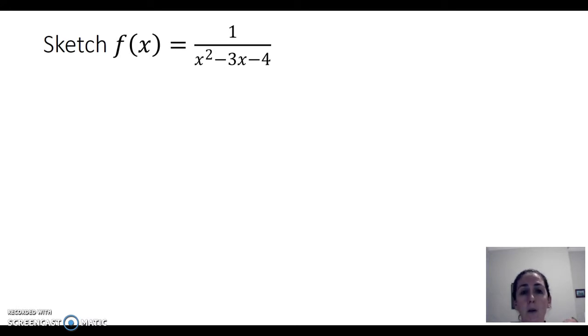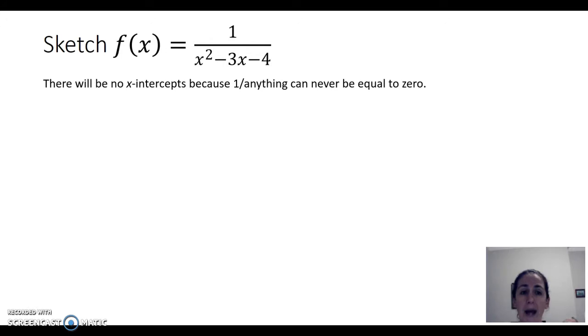Hopefully you see there's going to be no x-intercepts because there's no way that 1 divided by any number in the world is going to give us 0. But we could talk about the y-intercept. If x is equal to 0, this goes away, and we're left with 1 over negative 4. So hopefully you see that (0, negative 1/4) is the y-intercept.